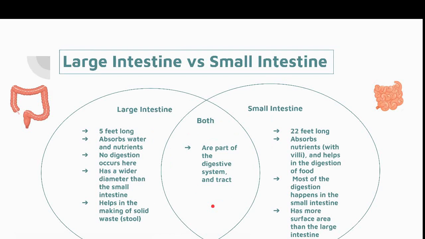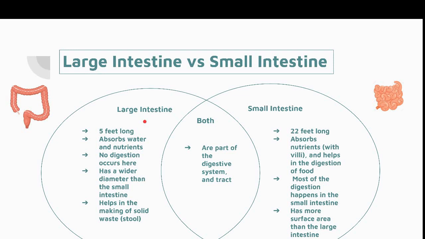What is the difference between the large intestine versus the small intestine? The large intestine is 5 feet long and it absorbs water and nutrients. The small intestine is 22 feet long and it absorbs nutrients with the help of villi. No digestion occurs in the large intestine. Most of the digestion happens in the small intestine.